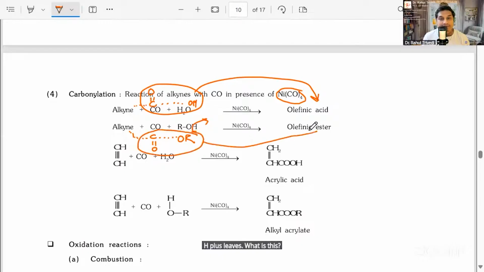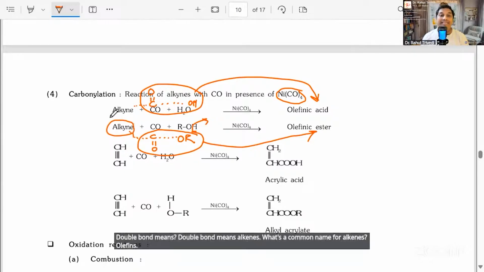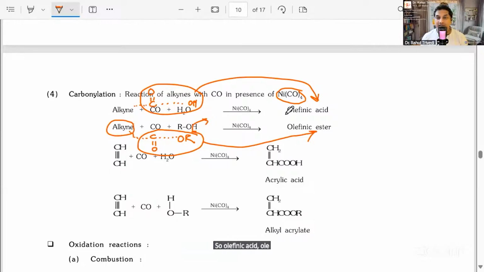Ester. Correct? Moreover, triple bond breaks, double bond will form. So what is this fellow? Olefin. Double bond means alkenes. What's a common name for alkenes? Olefins. So olefinic acid, olefinic ester. Easy peasy. Can you connect? Yes. Can you connect with it easily? This is how formation will happen.